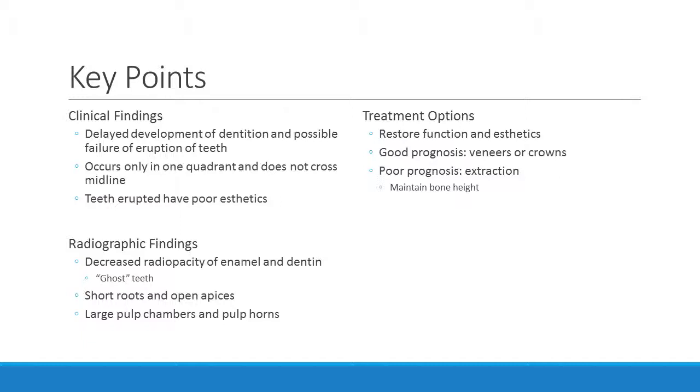Radiographically, RO commonly presents with decreased radiopacity of enamel and dentin, making the quadrant affected appear to have a ghost look. Along with this, radiographs show teeth with short roots, open apices with large pulp chambers and pulp horns. Treatment for patients is focused on restoring function and aesthetics. When prognosis is good for the teeth, the best treatment is to place veneers or crowns. This will give the teeth the proper strength and color to restore normal tooth anatomy, speech, and eating. When prognosis is not favorable, extractions will be done with the emphasis in preserving the alveolar bone for a prosthesis or implants.